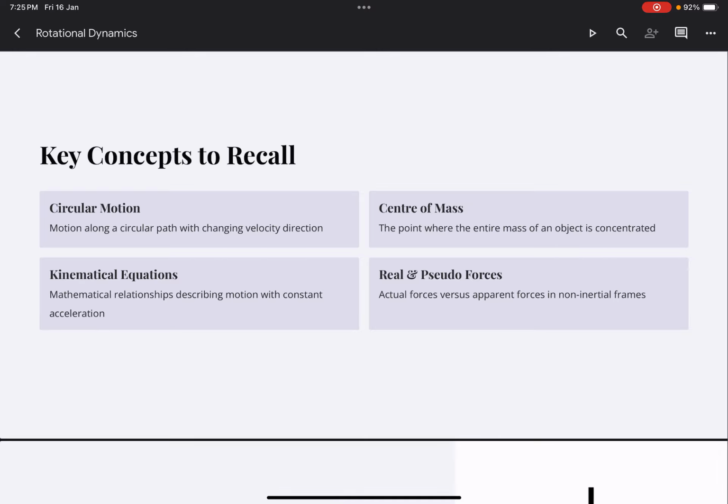We also have come across a term called kinematical equations, which are basically the mathematical formulas which describe motion with constant acceleration. And then we have been introduced to what are known as real forces, that is actual forces, and the pseudo forces, especially in the non-inertial frames.